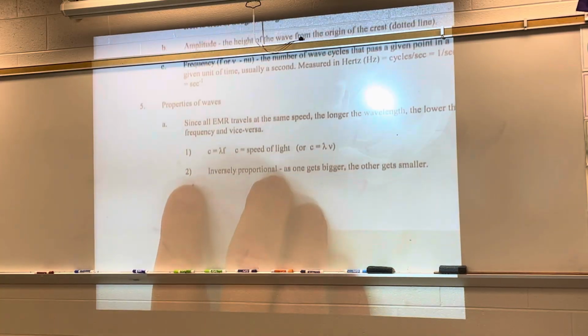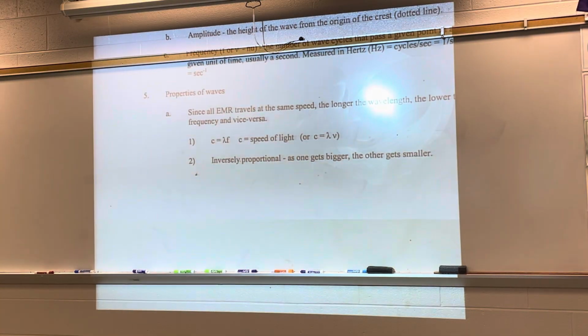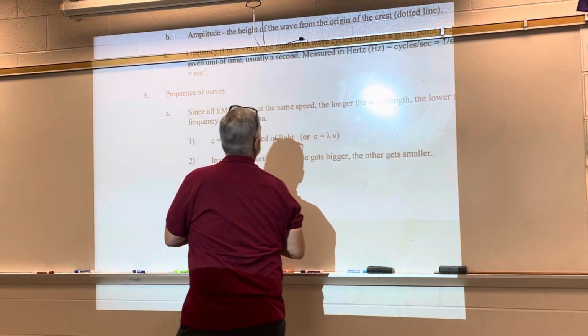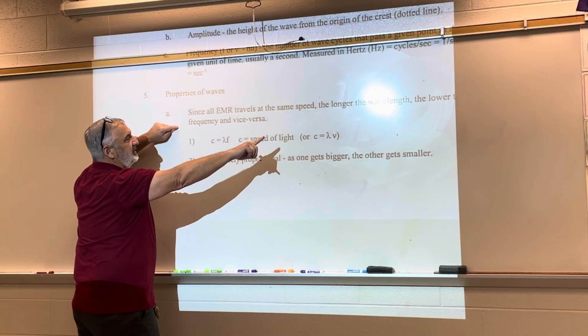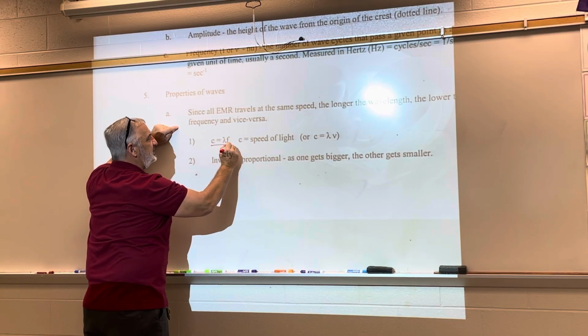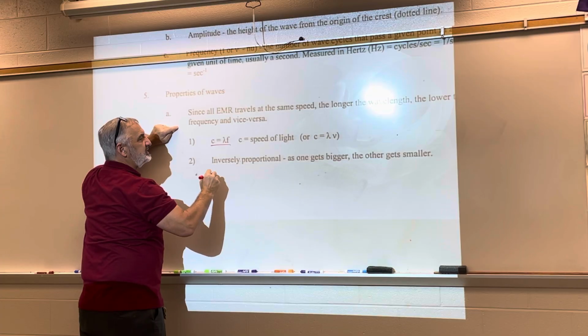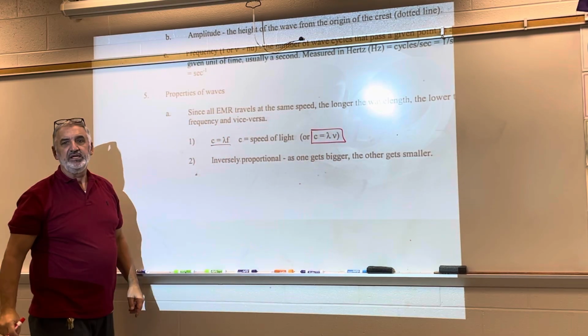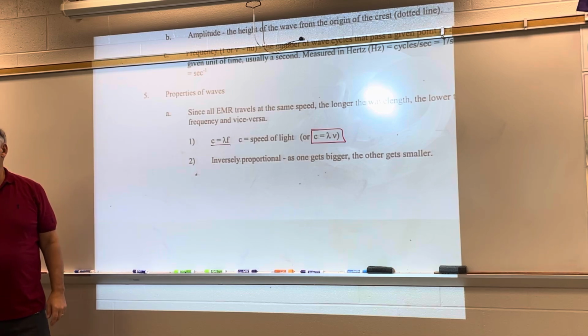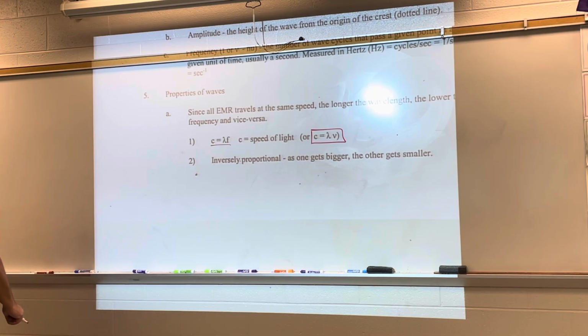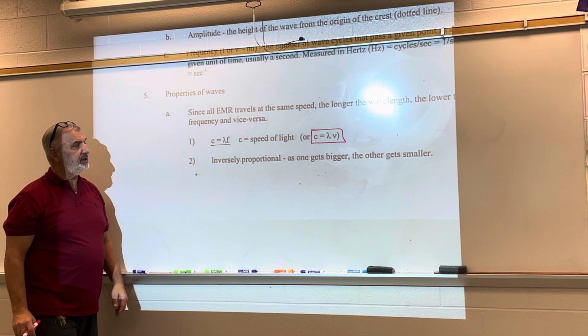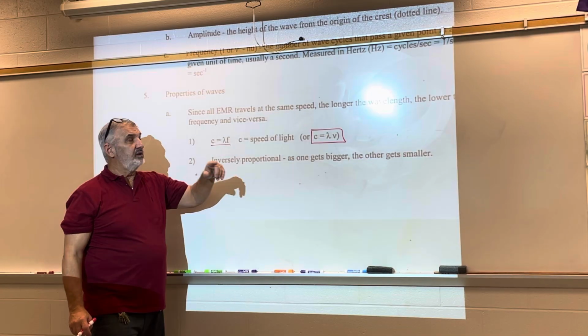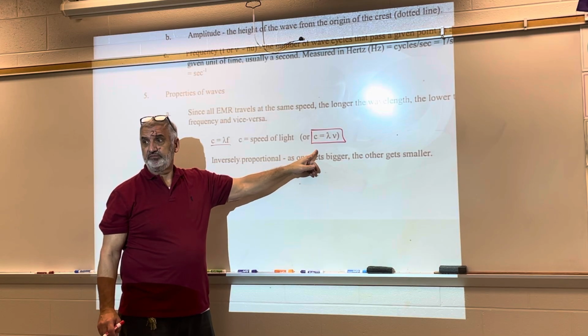So when we look at the properties of a wave, okay, the longer the wavelength, the lower the frequency. We're going to go C equals lambda, and we really need to say C. This is the version we're going to use right here. C equals lambda nu. Okay? And again, what does C represent?